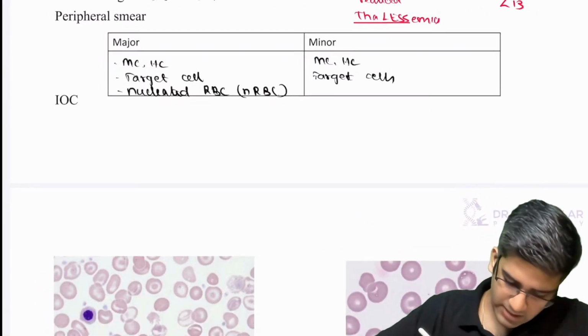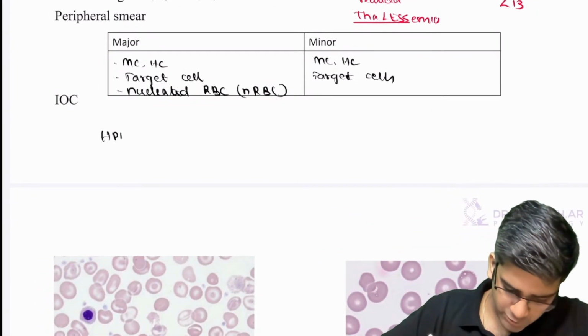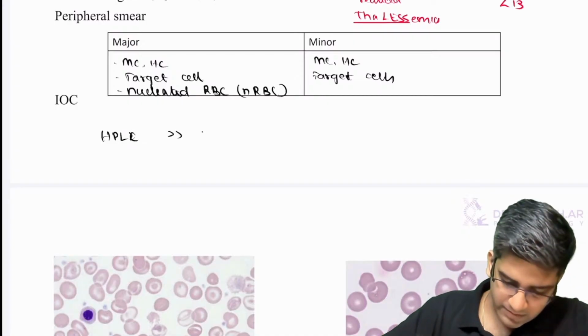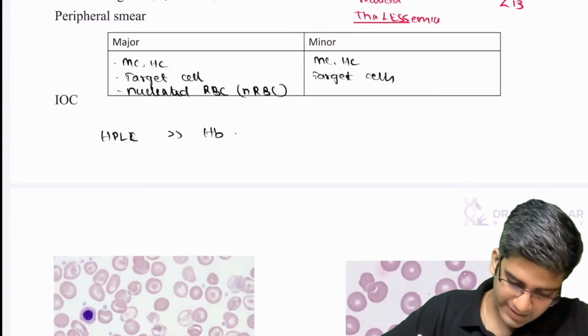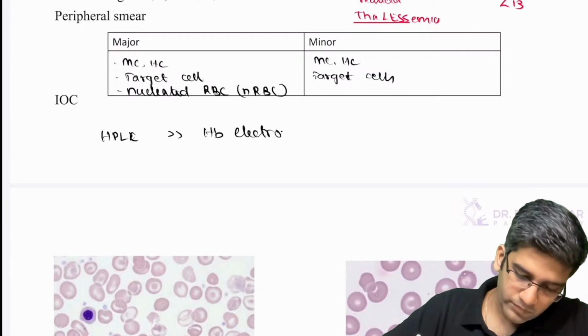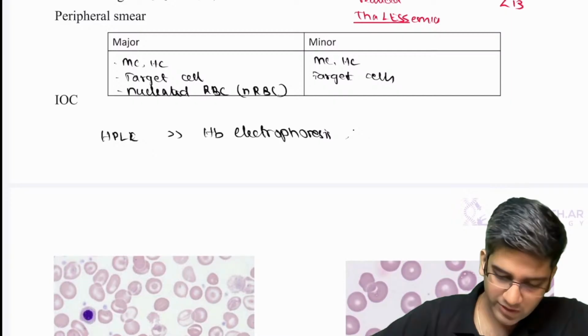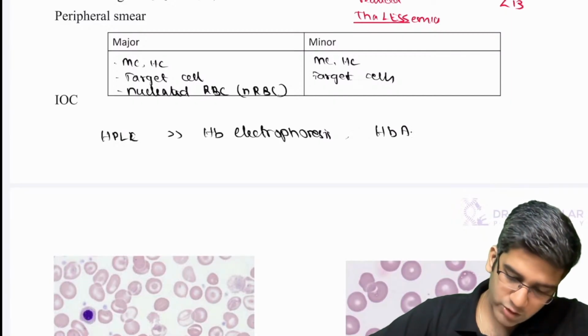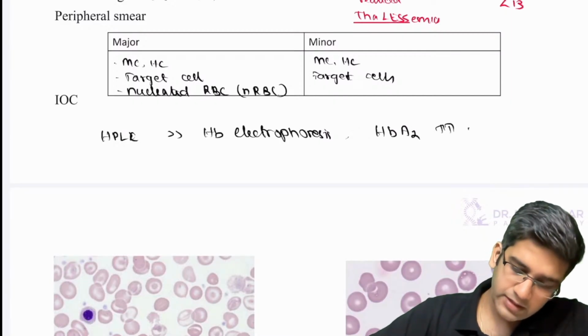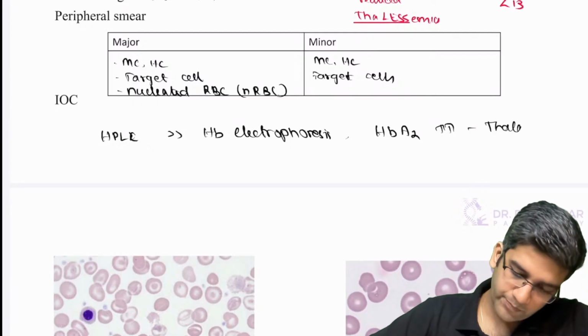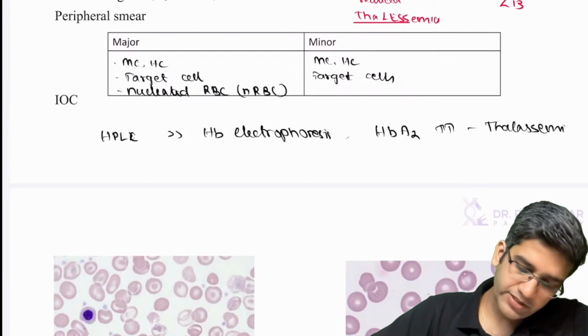Fine. Investigator choice here: I'd prefer HPLC. It is definitely a bit better than hemoglobin electrophoresis. Just if you want to show off the knowledge a little bit, you can write that HbA2 level will be elevated in patients with thalassemia. That's a clue for me to say it's thalassemia.